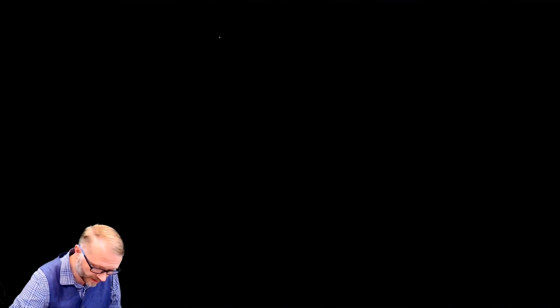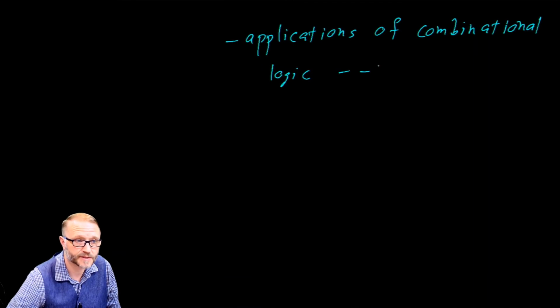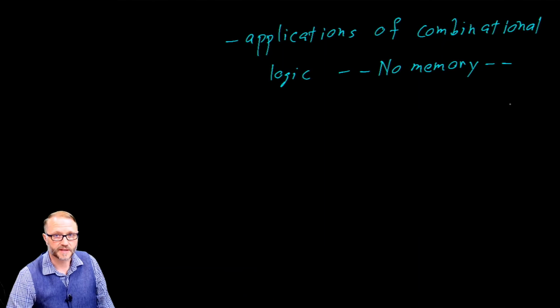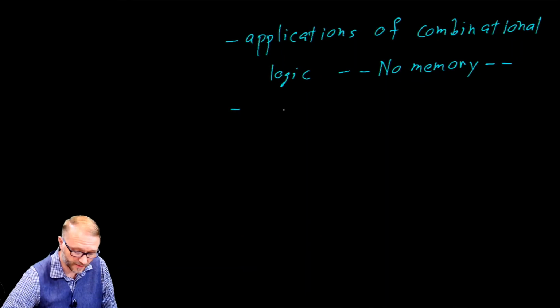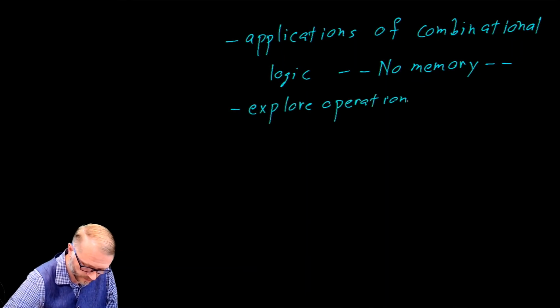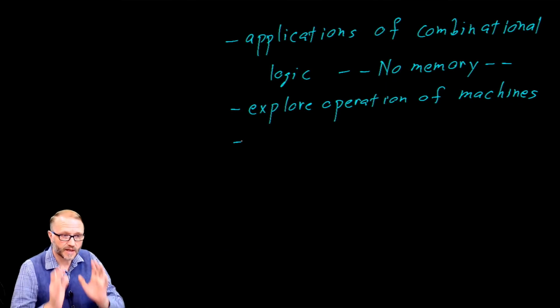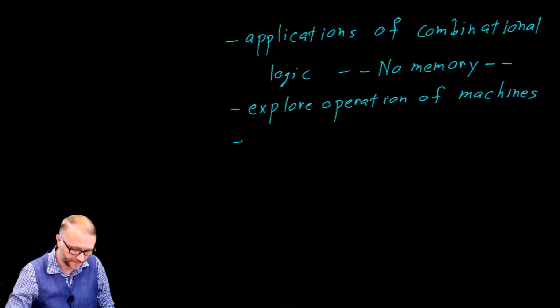We're going to talk about applications of combinational logic. We're not going to talk about circuits that have memory. For example, you won't see the seal in or the latch in this particular lecture. We're going to explore the operation of a few machines. And we're also going to use user-defined function blocks, admittedly as something magic, something that allows us to take what we don't want to deal with and push it off to the side and deal with it another day.